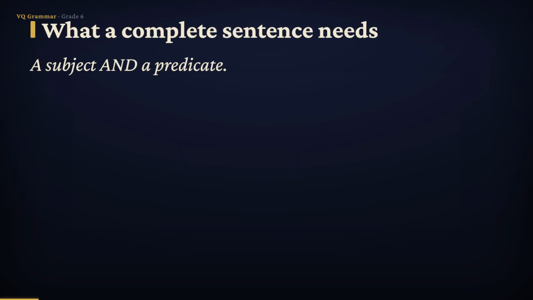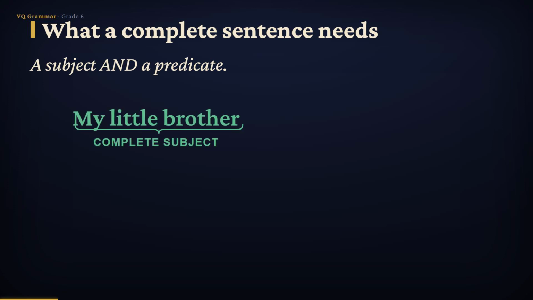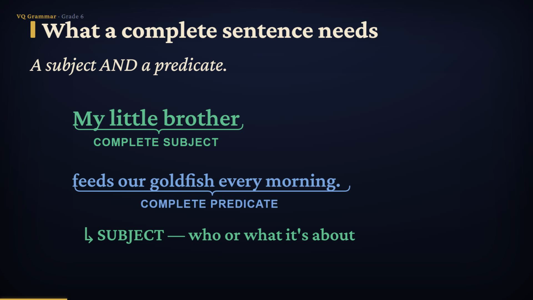Let's start with what a complete sentence actually needs. It needs two working parts, a subject and a predicate. Look at this one. My little brother feeds our goldfish every morning. The subject is my little brother. The subject names who or what the sentence is about. And the predicate is feeds our goldfish every morning. The predicate tells what the subject does or has or is. When both parts are there, the thought is finished and we have a complete sentence.